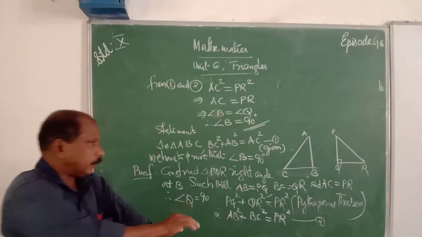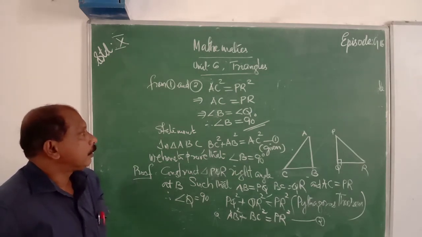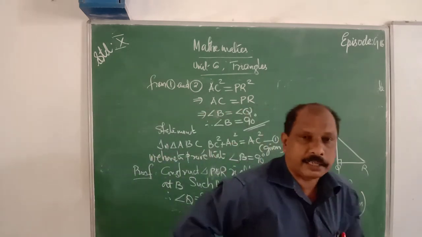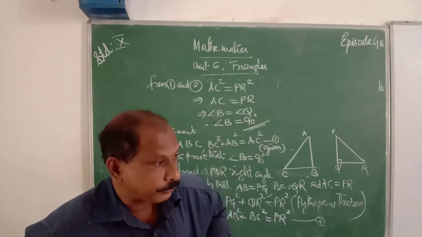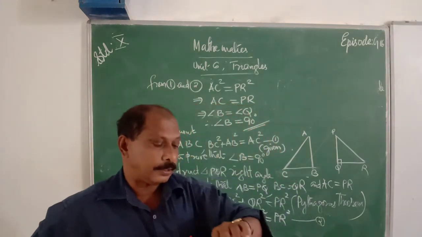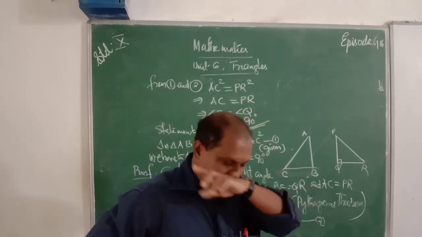What is the converse? That is the last theorem for that one. That means the sum of squares of two sides of a triangle is equal to the square of the third side, then the angle against that third side is a right angle. That is the converse of Pythagoras theorem.